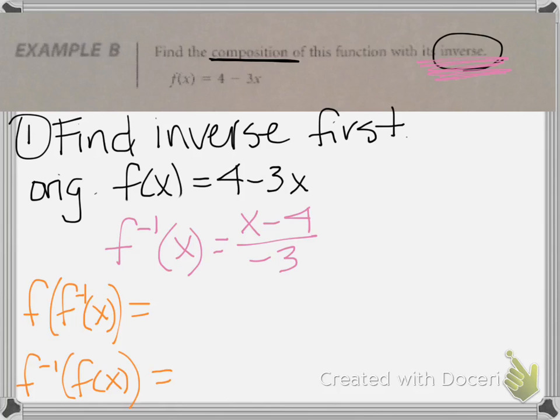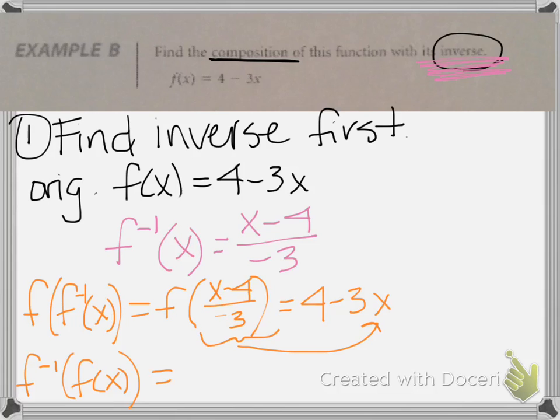So the first one's telling me to put the inverse into the original function. So f of the inverse is going to get put into the original function here. So this whole thing is going to go in here for x. So I'm going to have 4 minus 3 times, and then I have this whole thing getting put in here, x minus 4 over negative 3. So it replaces this x here with this whole thing here. Now I need to solve this.